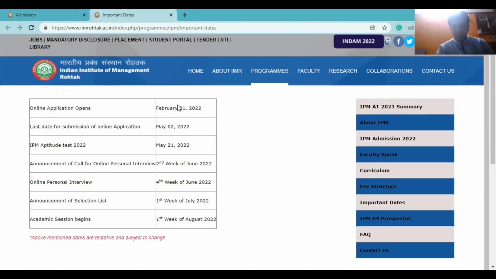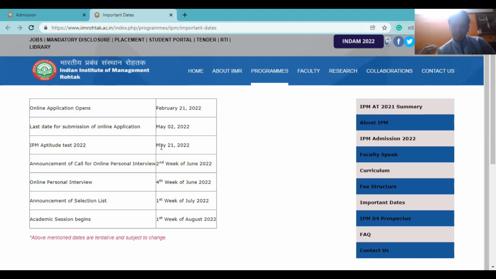And for the important dates, you can see that February 21, 2022 is the date on which the forms will open. And you can fill the form till May 2, 2022. And now the main date on which the examination would be conducted is May 21, 2022. The results would be announced in the second week of June. That is when you will get the call for whether you've been shortlisted for the interview or not.